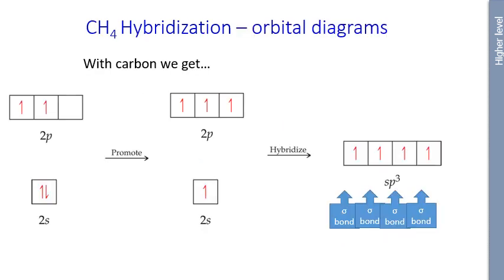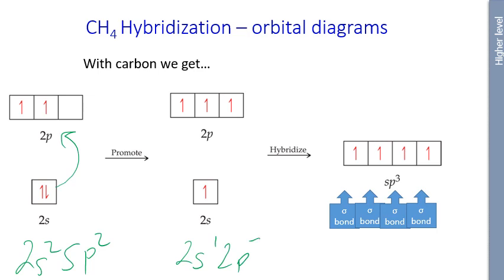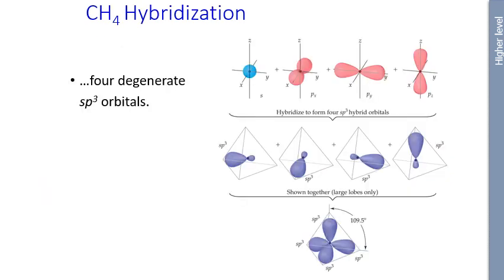For CH4 hybridization, carbon, of course, starts off being 2s2 2p2. You promote the paired up electron into the p orbital. Okay, therefore it becomes 2s1 2p3, which hybridizes into the sp3 orbital, which forms four sigma bonds, which you would see, of course, in methane. Okay, so that's why it's tetrahedral, because the sp3 orbitals of carbon will overlap with the s orbitals of hydrogen to form four sigma bonds.